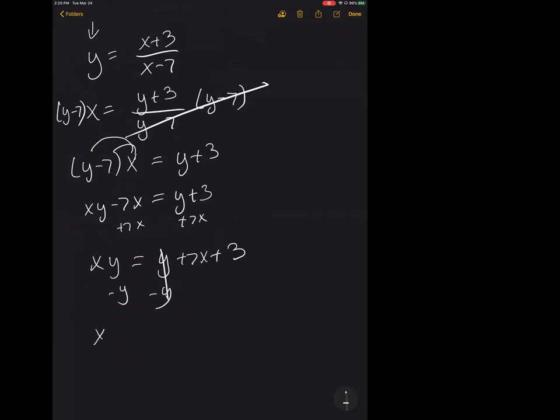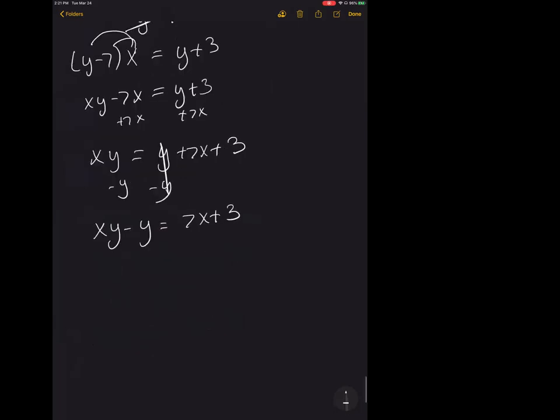So xy is equal to y plus 7x plus 3. And then I'm going to take the y over, minus y, minus y. So I have then that xy minus y is equal to 7x plus 3. So what I have essentially done right here is I have brought the y's together. And now that I have done that, I can just factor out a y because everything has y in common. So I go y, open parentheses. Don't forget there's a 1 right here, yes? So then it's going to be x minus 1 is equal to 7x plus 3. y times x is xy. y times negative 1 is negative y.